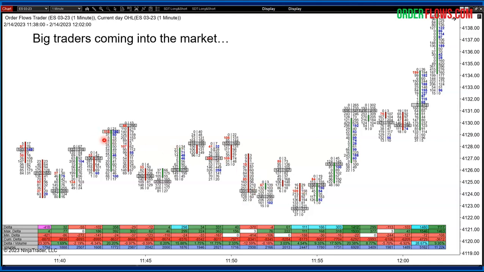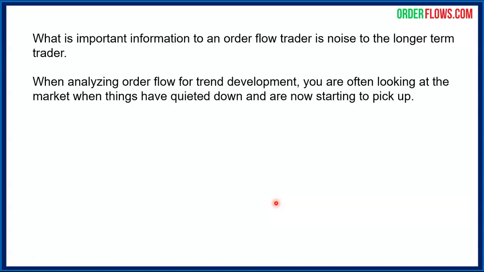41.23, we're basically trading between 41.29 and 41.23 for about 20 minutes, close to a half hour. Now all of a sudden the big buyers are coming in saying, hey, you know what, this area offers us value, and we're starting to take it higher.